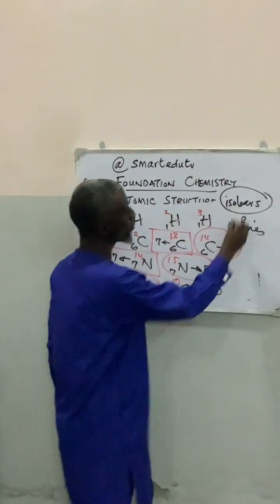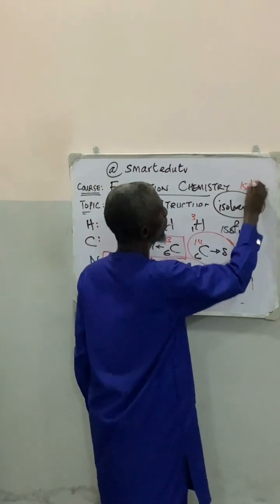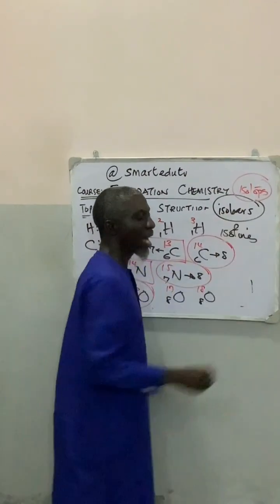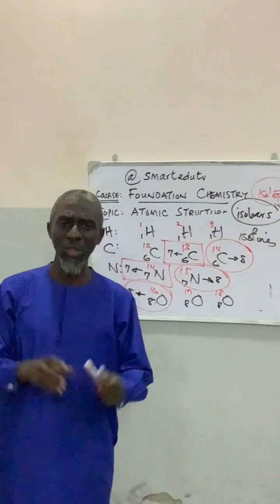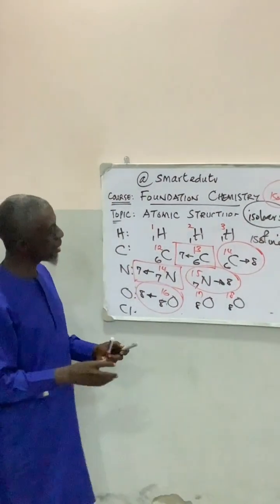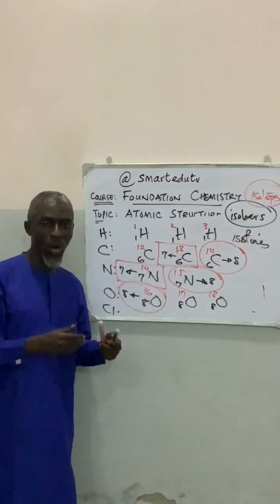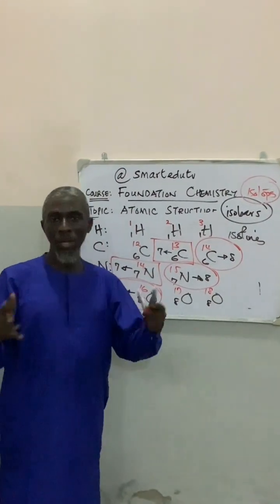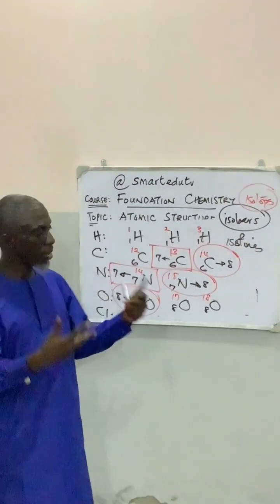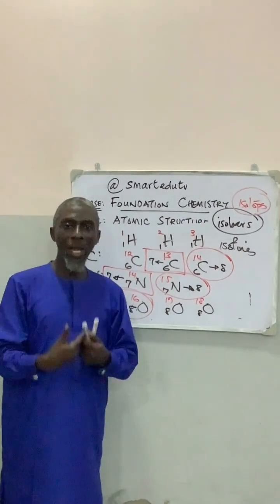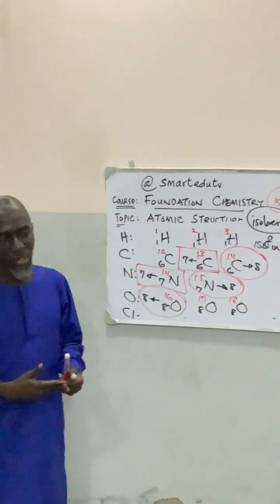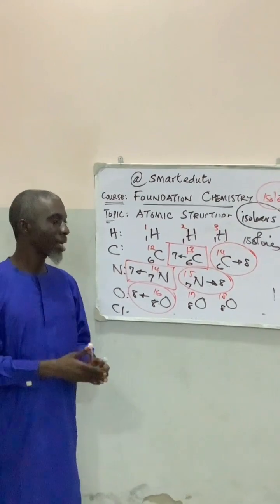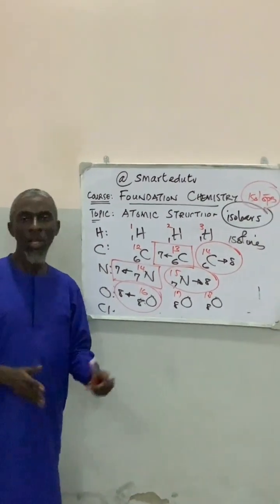So, isotopes, isobars, and isotones are three concepts that invalidate the postulates of John Dalton. So, when you see them in the exam, or whenever you are reading further, you'll be able to see that we have postulates of John Dalton and how these postulates have been invalidated in one way or the other.